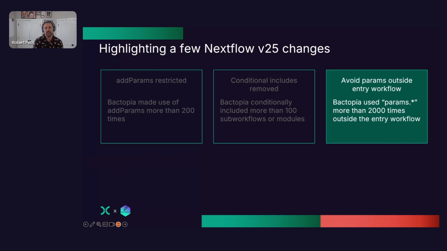Next up were the use of params. Where should you use them? The best practice is to only use them within the entry workflow and pass them as inputs to modules. I pretty much just ignored this best practice by using params more than 2,000 times outside the entry workflows. So yeah, I guess a high score was achieved, and also something else that I would need to correct.